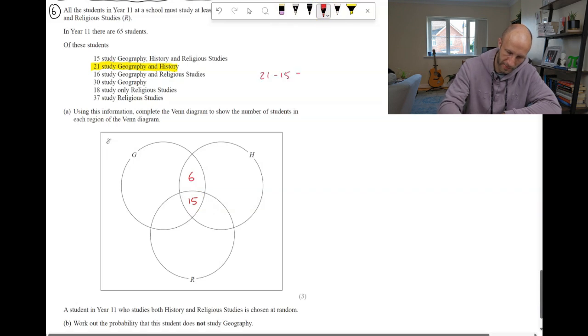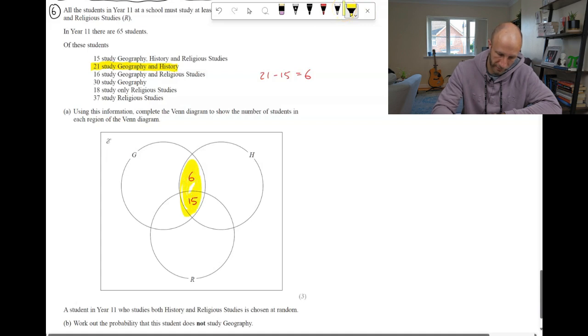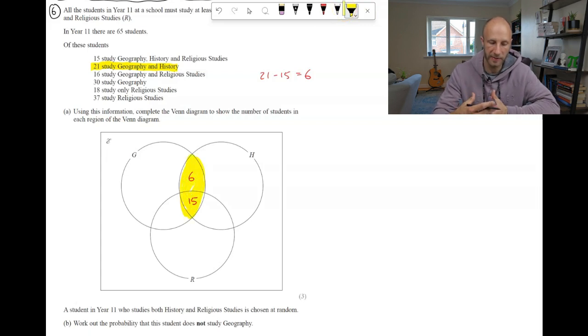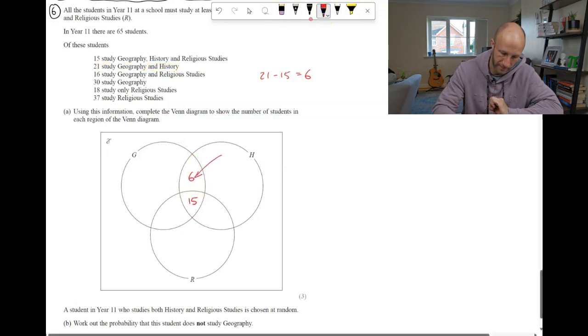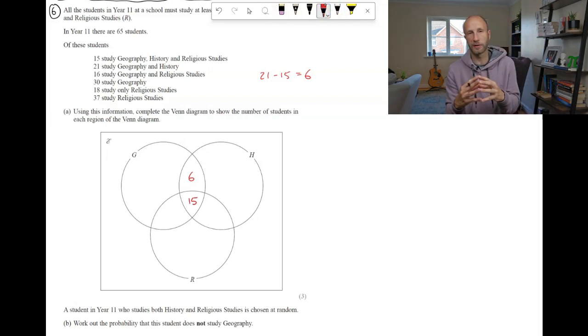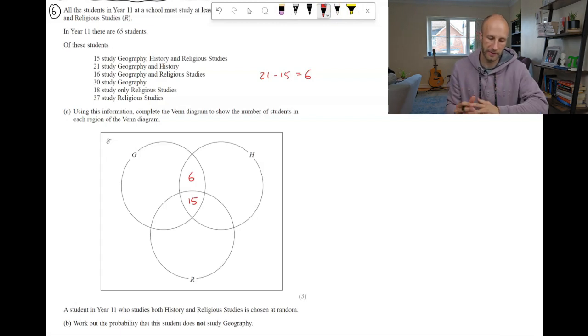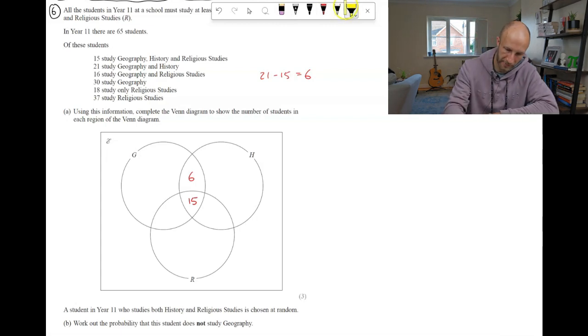So 21 minus the 15 gives me 6 left over, to make a total here of 21 who study geography and history. But 15 of those 21 do all 3, which means 6 just do geography and history. If it says "just," then I'd put the 6 in here, but it's not. It's 21 studying geography and history in some capacity. So we don't know how they're allocated, but because 15 of them study all 3, it means that there's 6 left over. And the same kind of idea here.